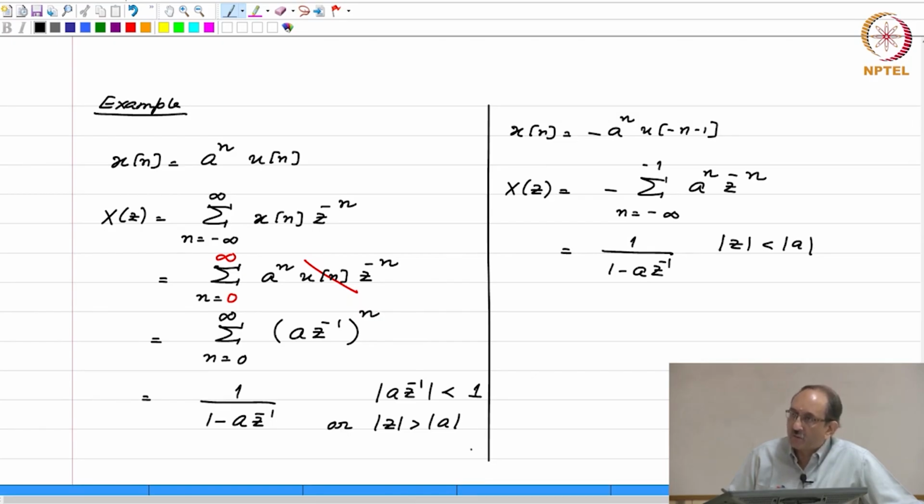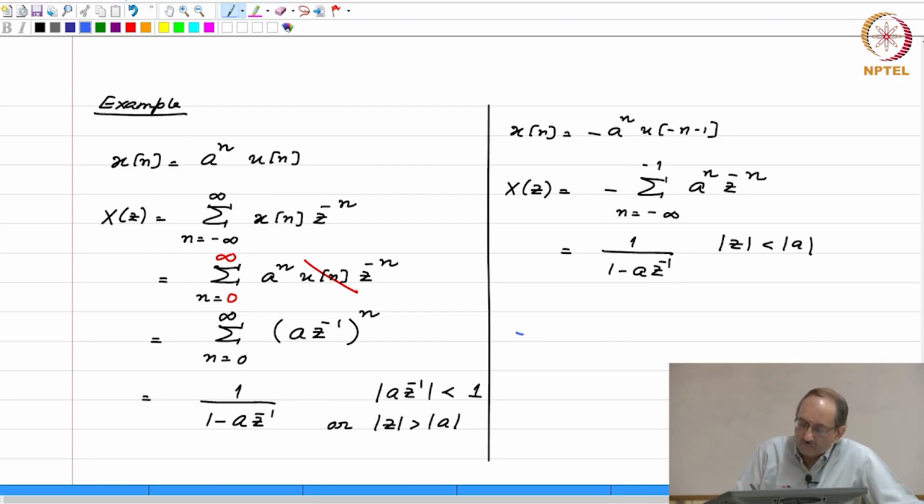So, if I tell you the Z transform is 1 by 1 minus a Z inverse, and ask you what the corresponding sequence is, you will not be able to tell me the answer, because unless I tell you whether it is mod Z greater than mod a or mod Z less than mod a, you will not know whether the sequence is a to the n u of n or minus a to the n u of minus n minus 1. This is absolutely no different from what was happening in the continuous time case with respect to Laplace transform.